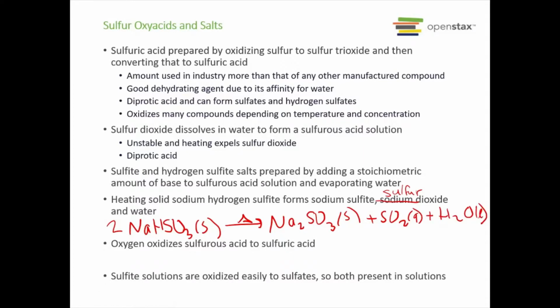You add some oxygen to sulfurous acid and you oxidize the sulfurous acid to sulfuric acid, which is much more stable. And what's interesting is that sulfites are very easily converted to sulfates. They oxidize super easily. So if you've got a solution with some sulfites, I can pretty much guarantee you at the same time you've got some sulfates present as well.